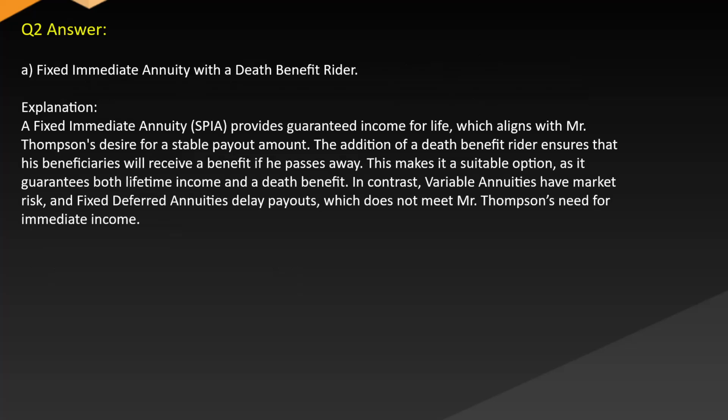Answer: A. Fixed immediate annuity with a death benefit rider. Explanation: a fixed immediate annuity (SPIA) provides guaranteed income for life, which aligns with Mr. Thompson's desire for a stable payout amount. The addition of a death benefit rider ensures that his beneficiaries will receive a benefit if he passes away. This makes it a suitable option as it guarantees both lifetime income and a death benefit. In contrast, variable annuities have market risk, and fixed deferred annuities delay payouts, which does not meet Mr. Thompson's need for immediate income.